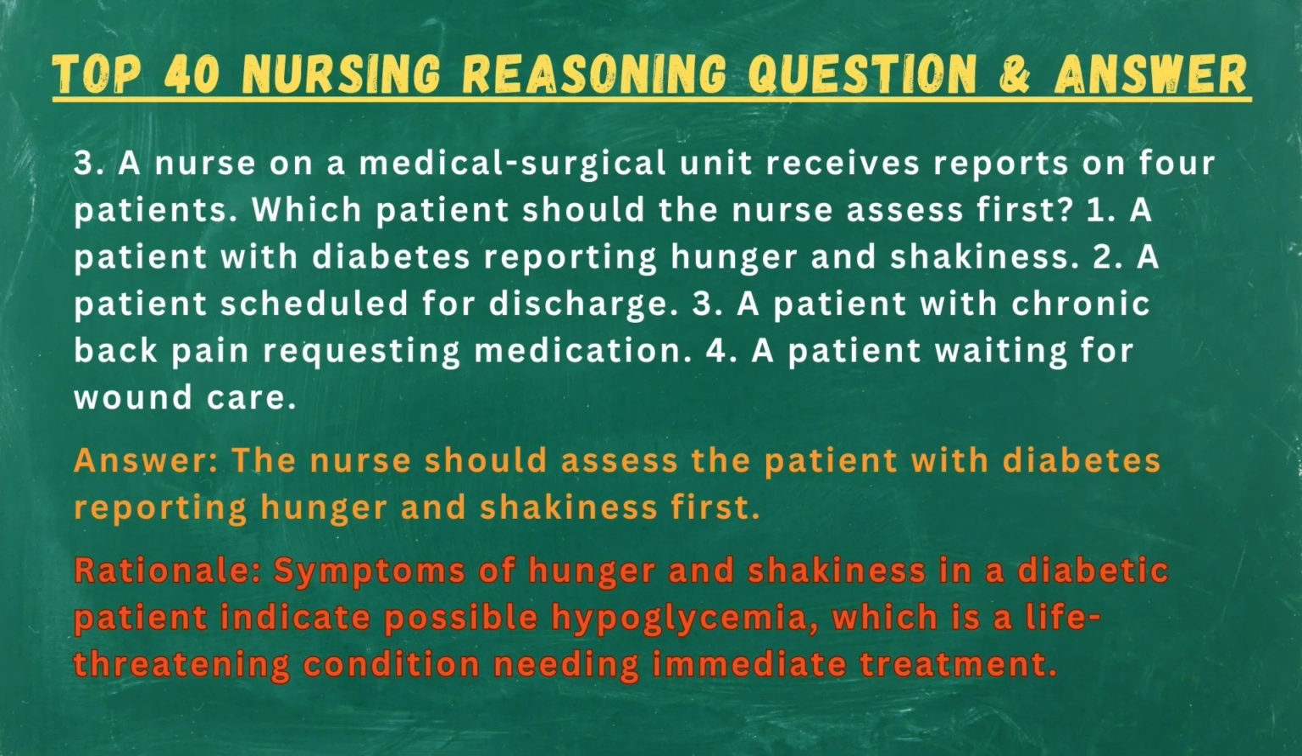3. A nurse on a medical surgical unit receives reports on 4 patients. Which patient should the nurse assess first? 1. A patient with diabetes reporting hunger and shakiness. 2. A patient scheduled for discharge. 3. A patient with chronic back pain requesting medication. 4. A patient waiting for wound care.